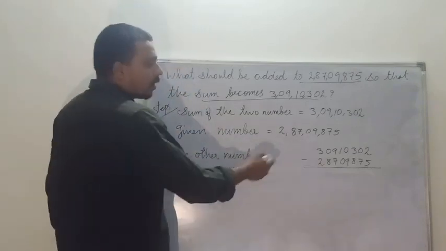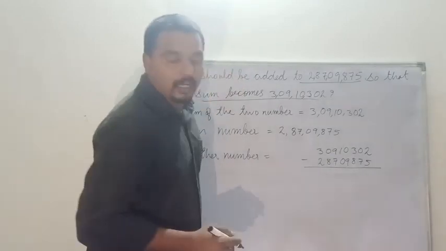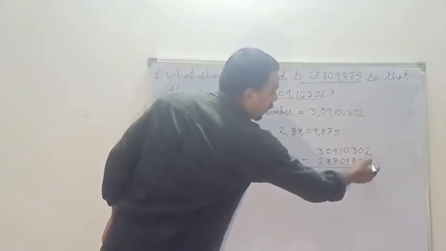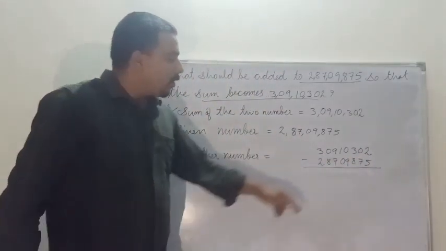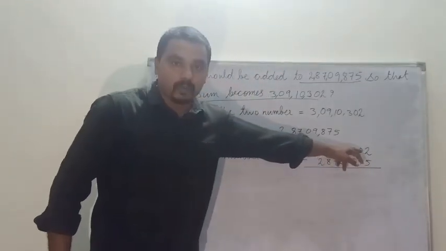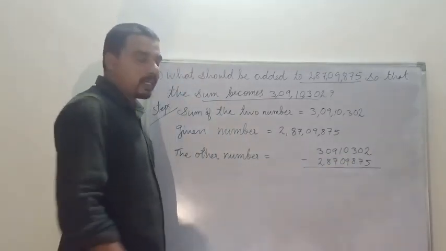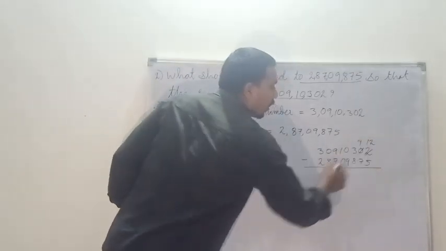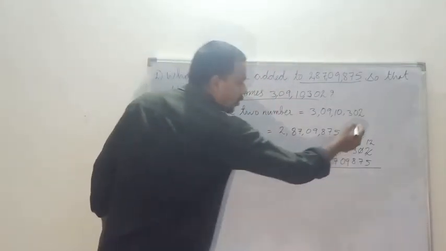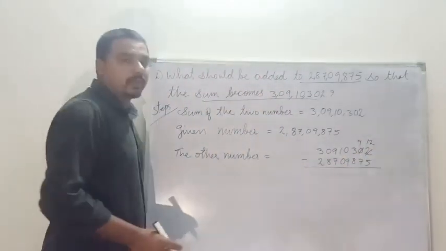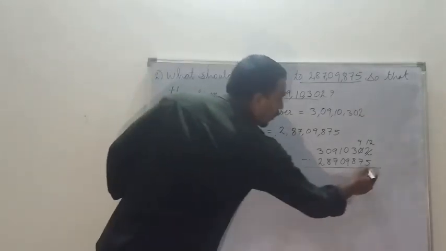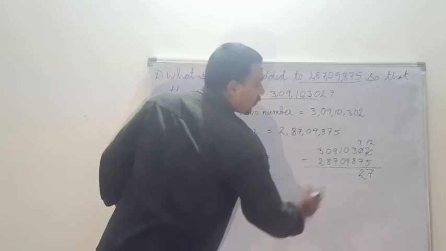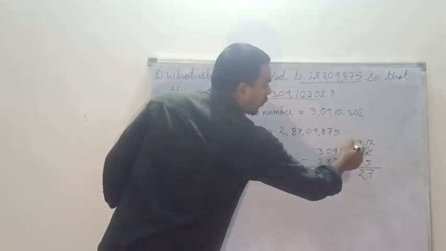Let us see, 3 crore 9 lakh 10,302. So here it is not able to subtract. 5 is not able to subtract from 2. So what do we have to do? Borrow 1 from the tens place. So it became 12 and here 9. Okay. So 12 minus 5 is equal to how much? 7. Then 9 minus 7 is equal to 2. Then how much will be here? Here will be 2 only.